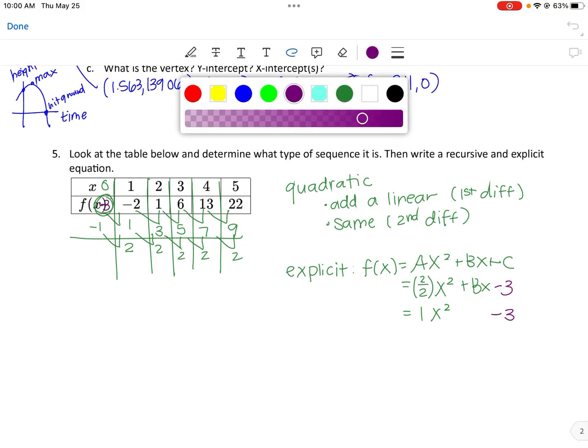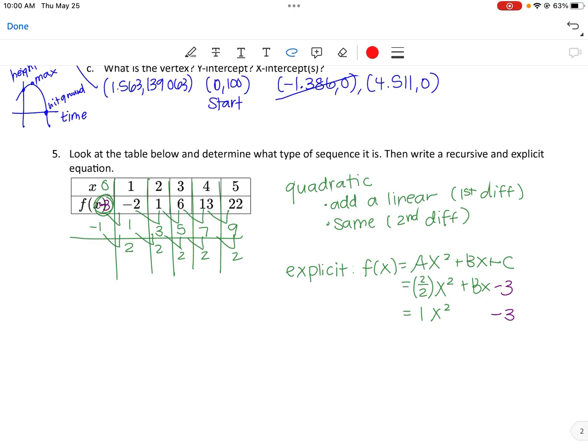Now we just have to double check what the value of b is. I usually use plugging in 1. So when I plug in 1, I have 1 squared plus b times 1 minus 3. I want this to equal f of 1, and when you plug in 1, you get negative 2. So here you get 1 plus b minus 3, so negative 2 equals negative 2 plus b. So b does equal 0. We don't end up having a b, because if it's 0, then there's nothing there.